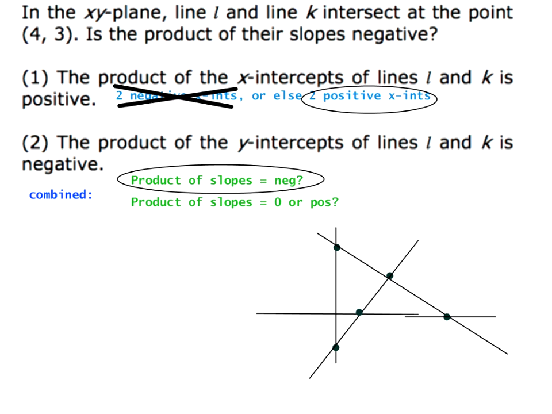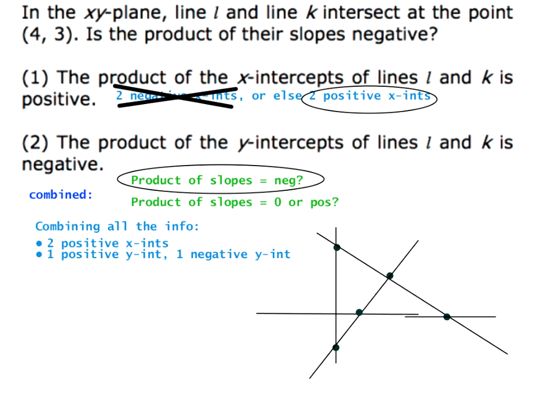But let's see what we've got. I mean, there's a lot of information here, right? You have two positive x-intercepts. And you also have one positive y-intercept and one negative y-intercept. So if you combine all the information, we have two positive x-intercepts, and we have one positive y-intercept and one negative one.